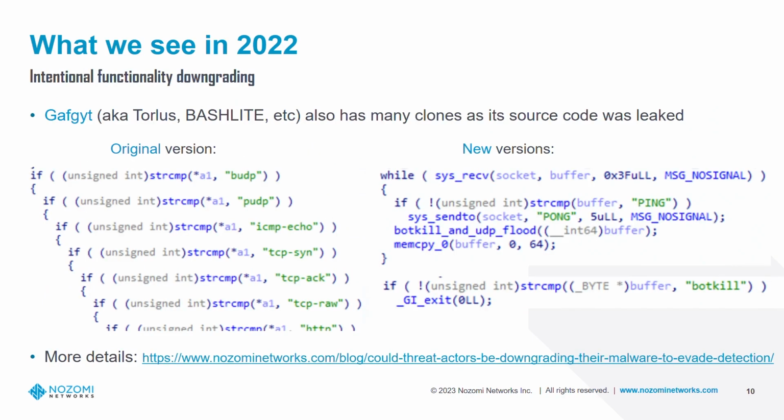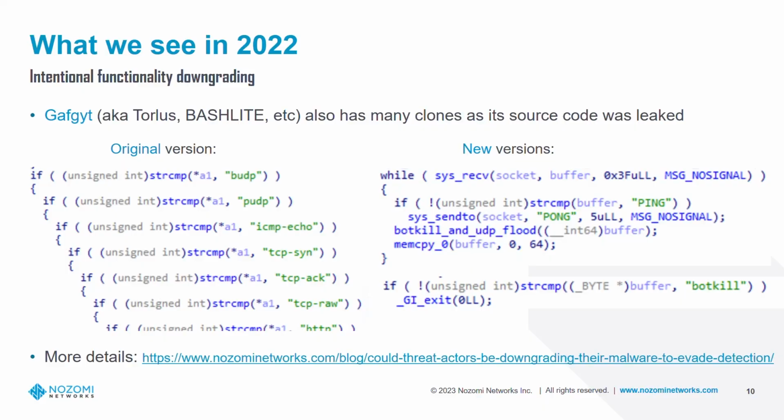Moving on. Intentional functionality downgrading. What is it about? If you start thinking, usually source code goes from small size to bigger size, yeah? People keep adding new features, people keep introducing new logic, new functionality.